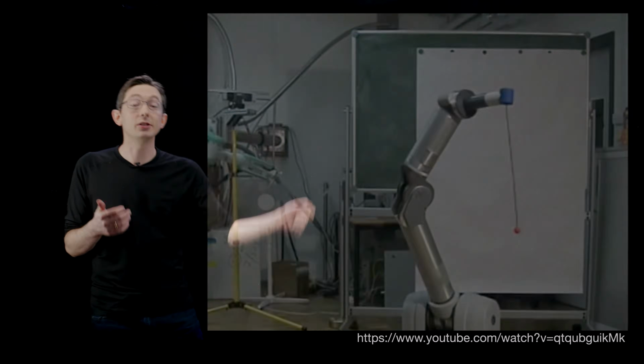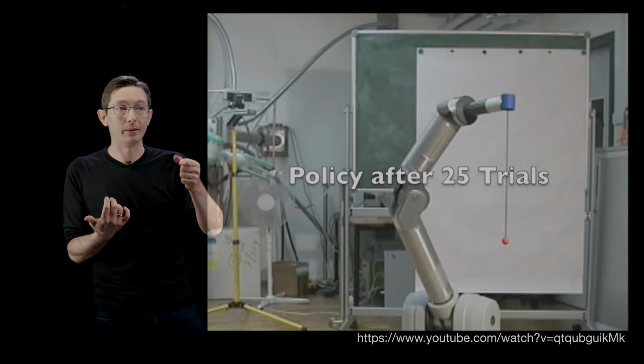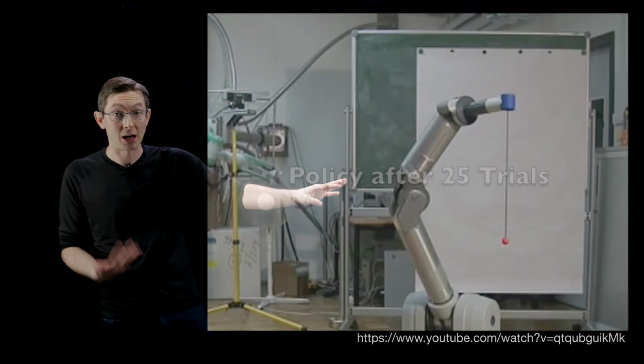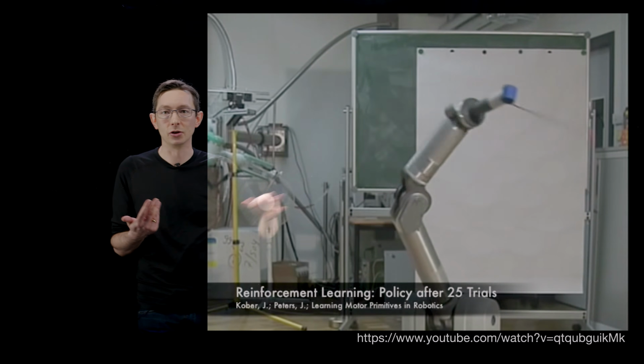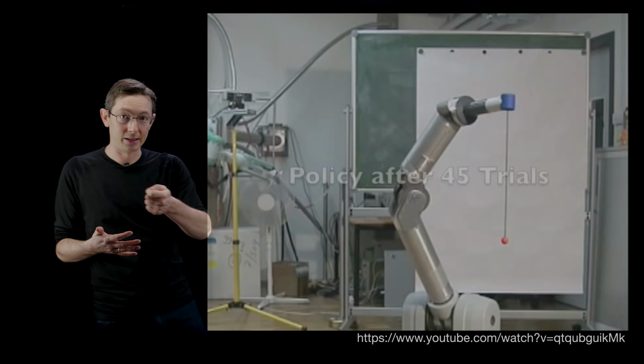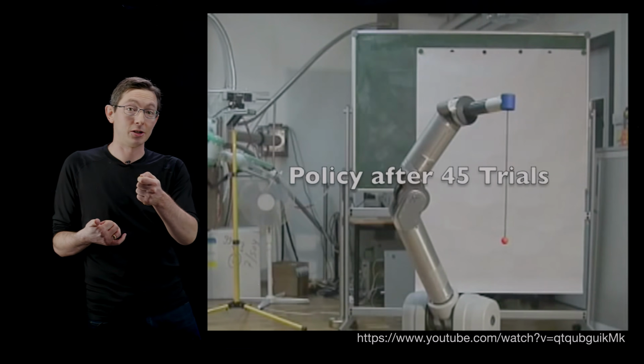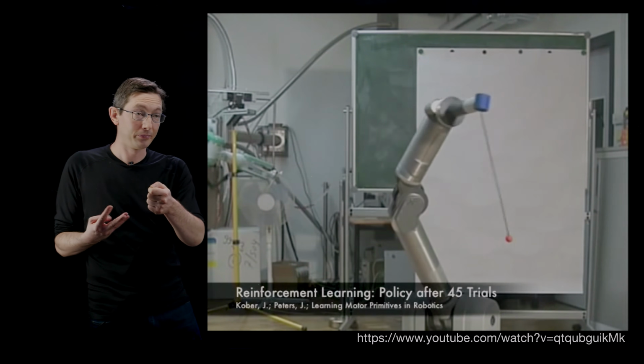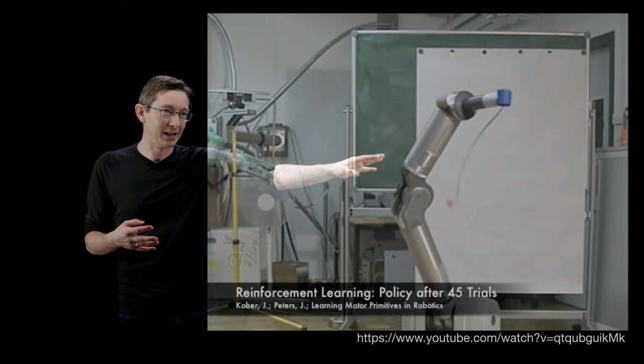And after a few iterations, it's actually getting pretty close. I think this isn't so different from how a child would learn. A kid's not going to learn this in 2 trials or 3 trials. It might take a few dozen times before it actually gets close and then learns how to catch the ball in the cup. After 45 trials, it's getting very close.